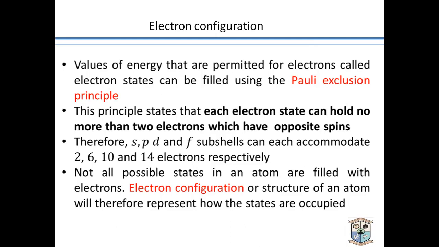However, not all possible states in an atom are filled with electrons. Electron configuration or structure of an atom will therefore represent how the states are occupied. The number of available electron states in some of the electron shells and subshells: for example, the principal quantum number can be 1, the shell designation will be K, the subshell will be s, the number of states will be 1, and the maximum number of electrons per subshell will be 2. That is an example, and we'll see more as we go.